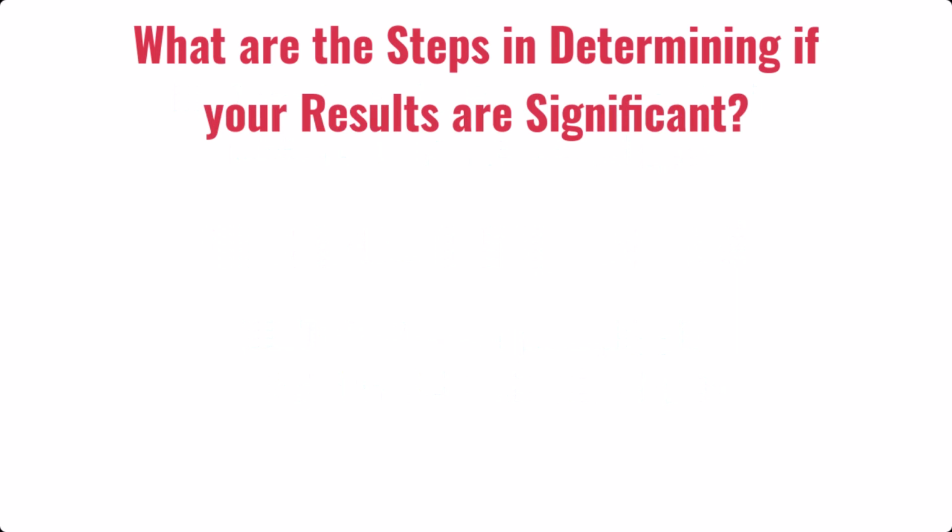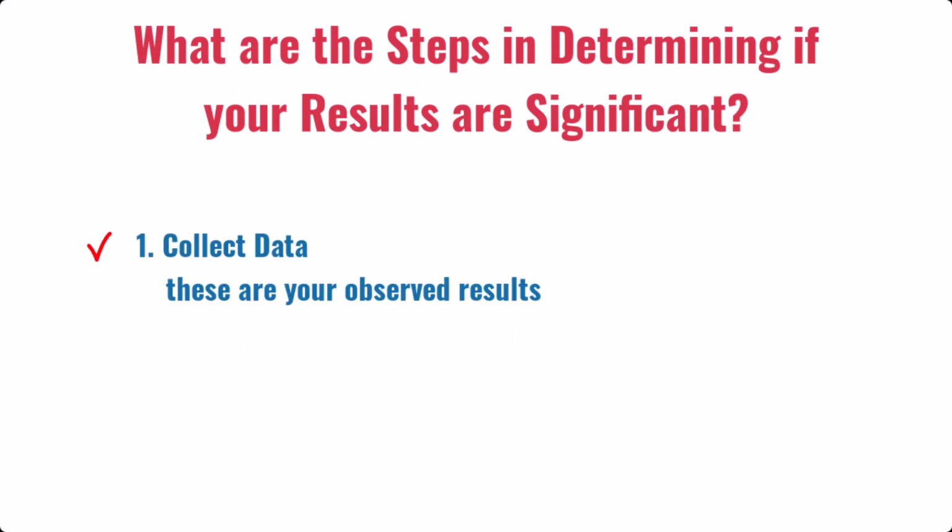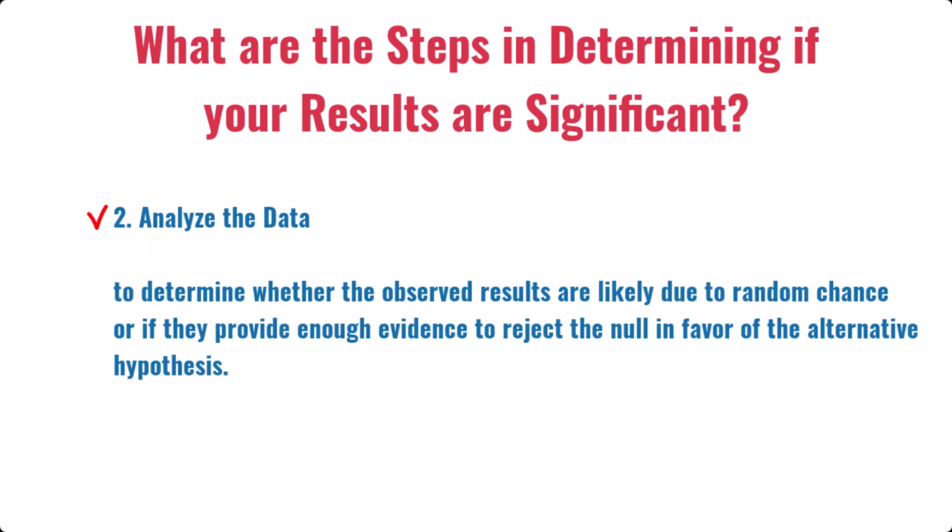What are the steps in determining if your results are significant? Well, the first step is to collect data. These are your observed results. Next, you're going to analyze the data, and you're going to do this to determine whether your observed results, the ones you collected, are likely due to random chance, or if they provide enough evidence to reject the null in favor of the alternative hypothesis.